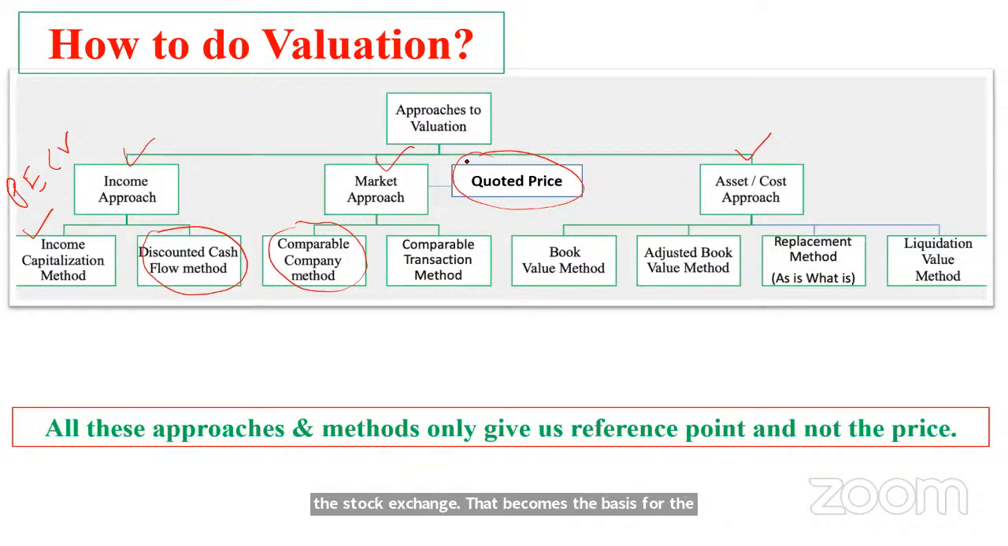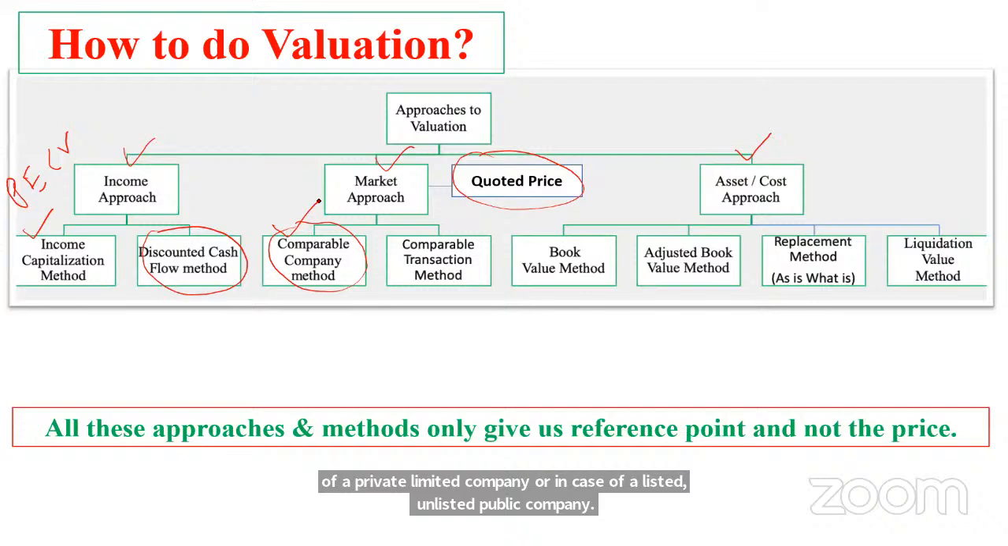So that is the first method, using the quoted price. The second is comparable company. Meaning what? Meaning it is not that all the companies on this earth are listed on the stock exchanges. There are companies which are private limited companies. There are companies which are public limited companies, but they are not listed on a stock exchange. And it does not mean that there are no transactions of transfer or purchase or acquisition or takeover in case of a private limited company, or in case of an unlisted public company.